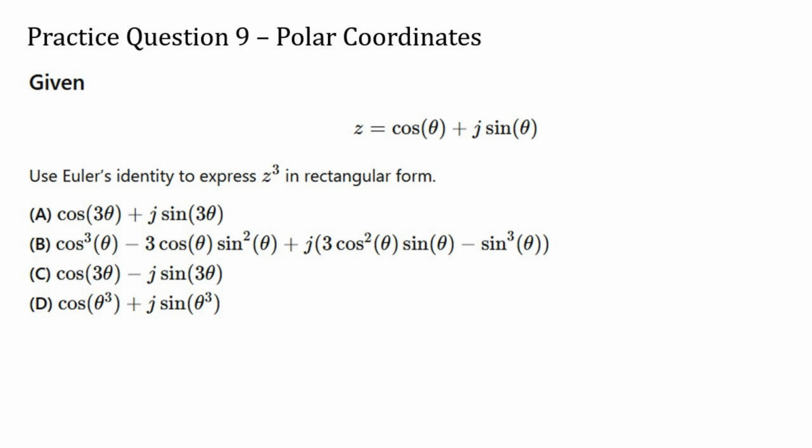Practice question 9. Given the following equation, z equals cosine of theta plus j sine of theta. Use Euler's identity to express z cubed in rectangular form.